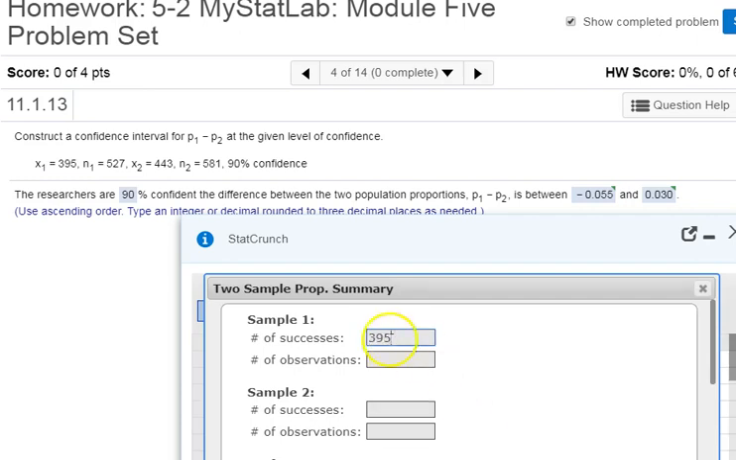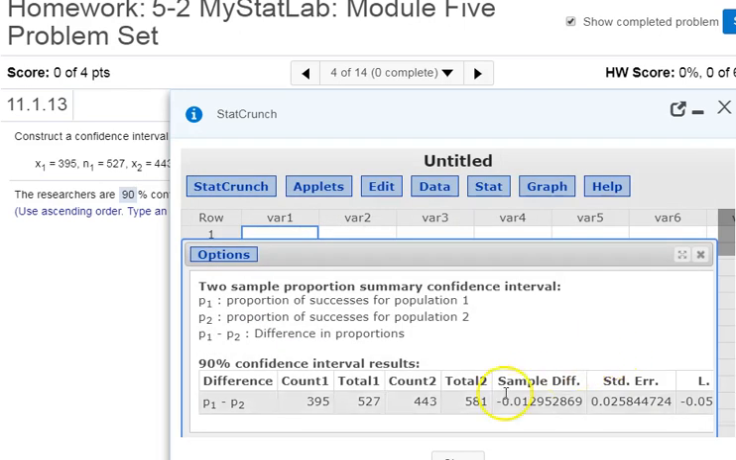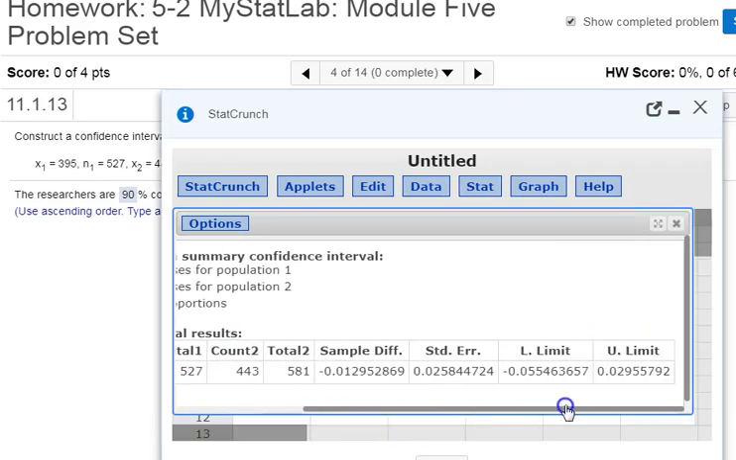So we enter in our information from both of our samples. And in this case, we're looking for a 90% confidence interval. So I'm going to scroll down to confidence interval and put in 90%. And when I hit compute, you're going to get the lower and the upper bound. If we can scroll over here, we get our lower limit and our upper limit.